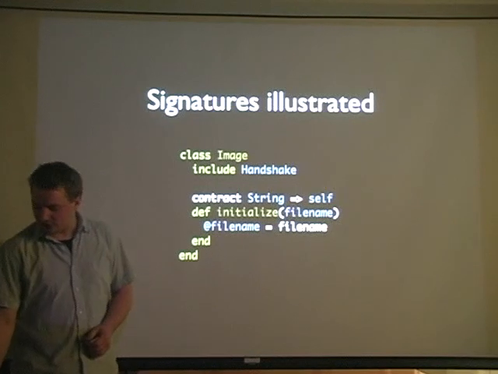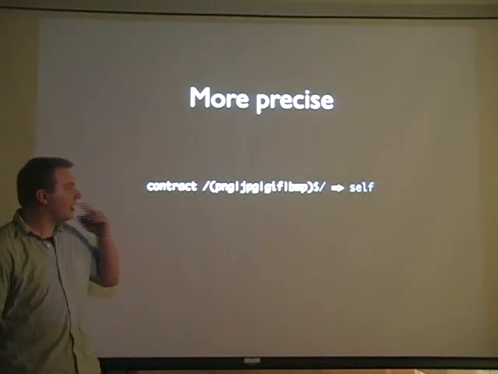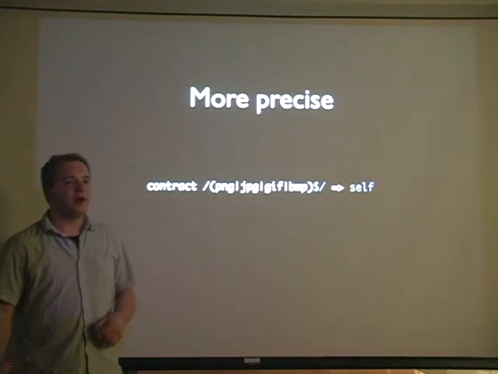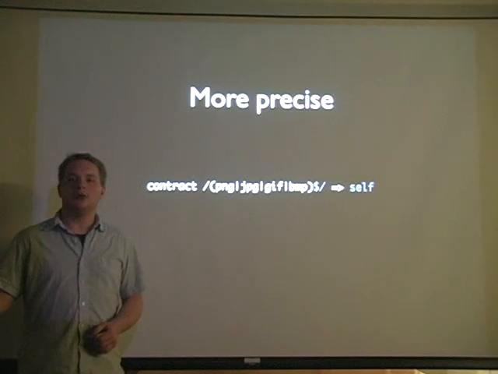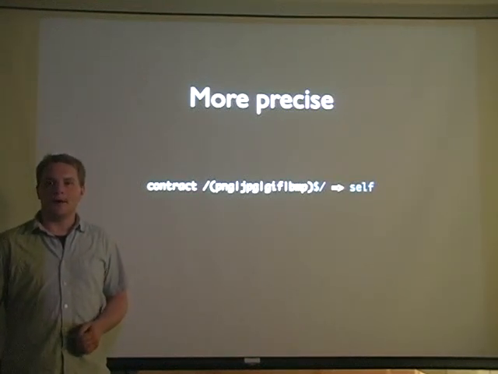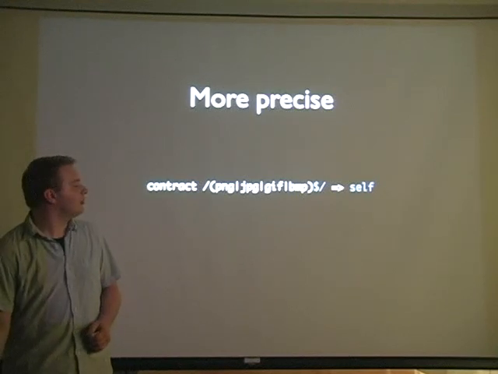And the rest of the method is as you'd expect. But we can get more precise with that. You can express it as a regular expression rather than just a string. And because the regular expression implements triple equals, and we'll check whatever argument is passed into it against that regular expression, you can get even more complex that way.